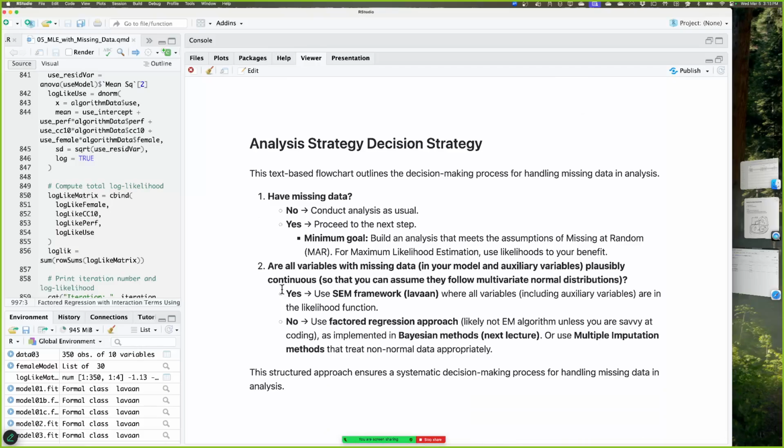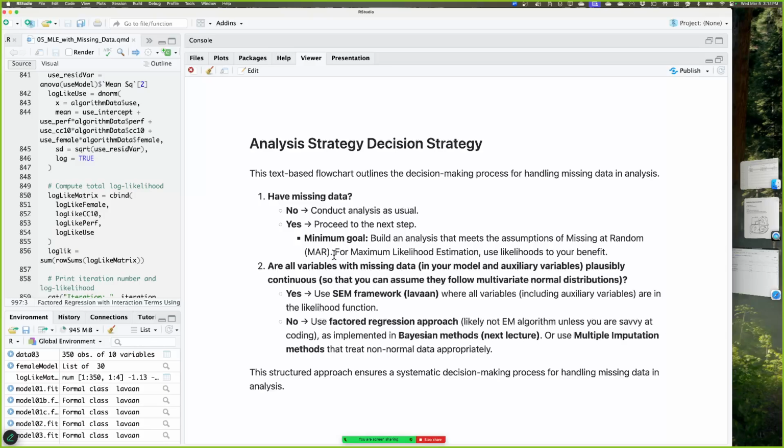So let me end here. I can't believe I made it through the handout, but I did. So here's my analysis decision strategy for you. I tried to build this into a path diagram and I couldn't get the code to work. So forget the flow chart. It's just a simple, straight, itemized list. Do you have missing data? If no, hey, do your analysis as usual. If yes, you got to get to the next step, which is you want to build your minimum goal should be an analysis that meets all the assumptions of missing at random.